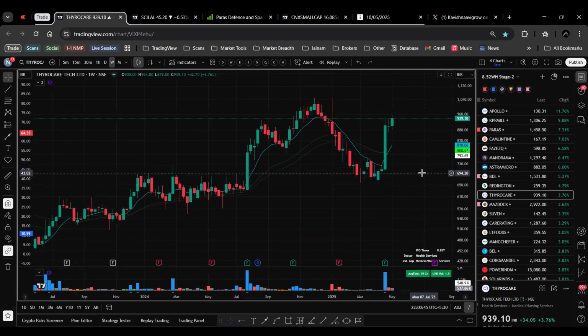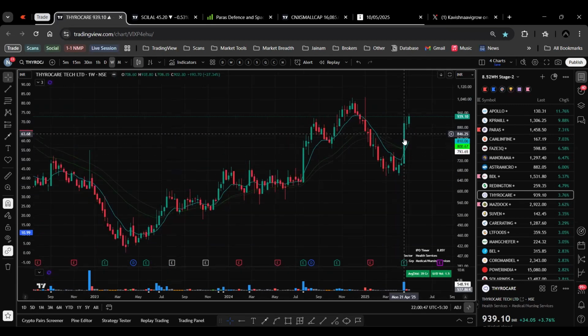Now, Thyrocare. Again, it's a one week move. I am not comfortable with these. I want a sustained move. If the trend has to sustain, it has to be smooth. It has to be gradual.